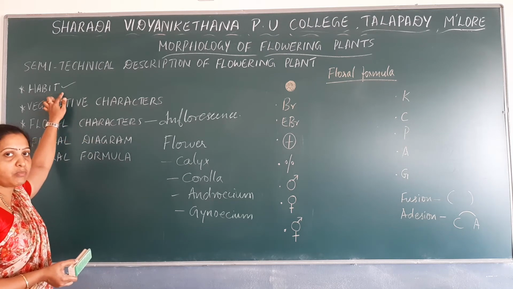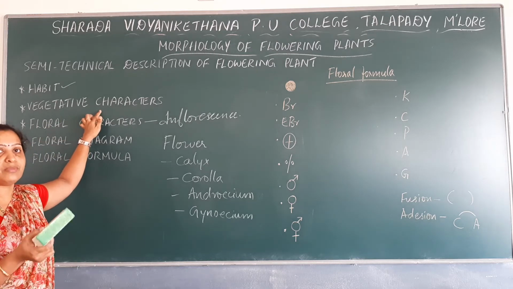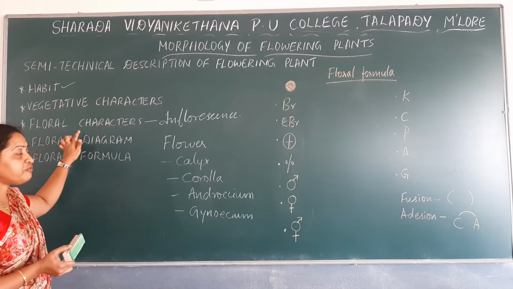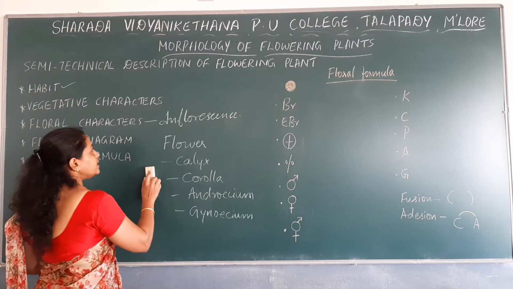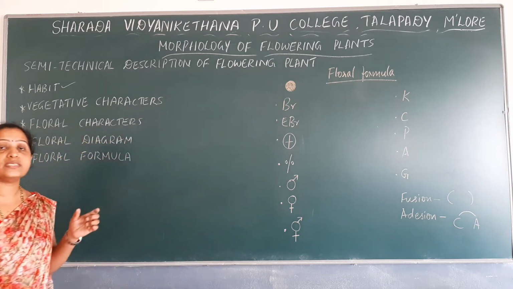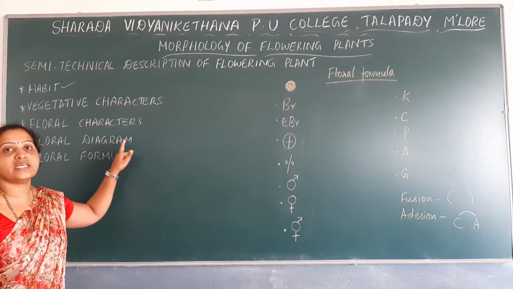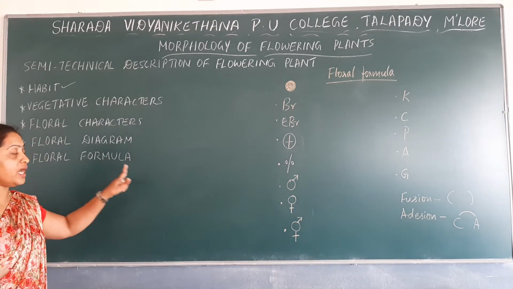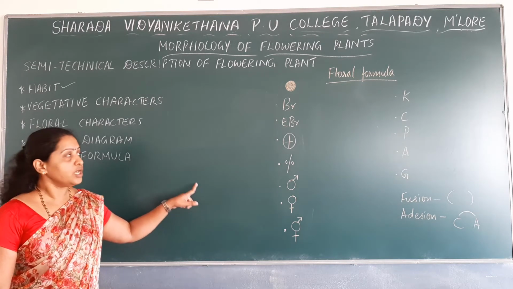So first you have to note down the habit, then the vegetative characters, explaining root, stem, leaves and arrangement of leaves. Then we have to explain the floral characters. After explaining these, we have to represent a floral diagram. So what is this floral diagram? A floral diagram is a diagrammatic representation of various parts of a flower. After the diagrammatic representation, we have to give the symbolic representation of various parts of a flower. Note it down.